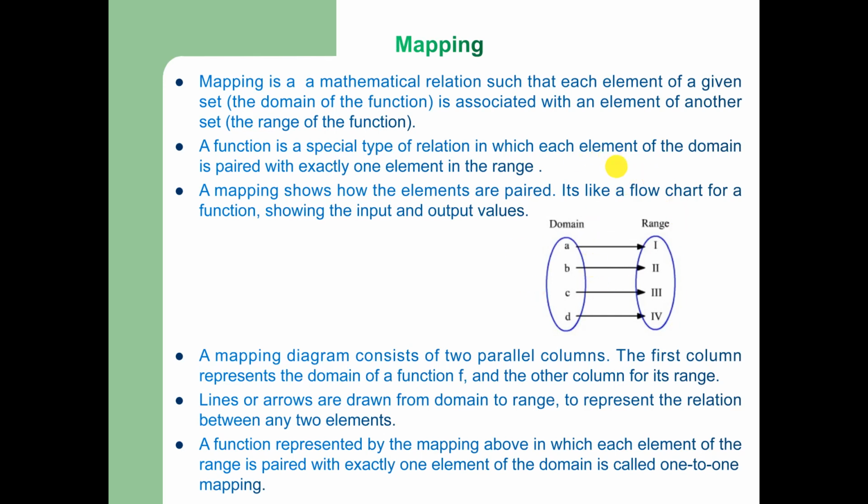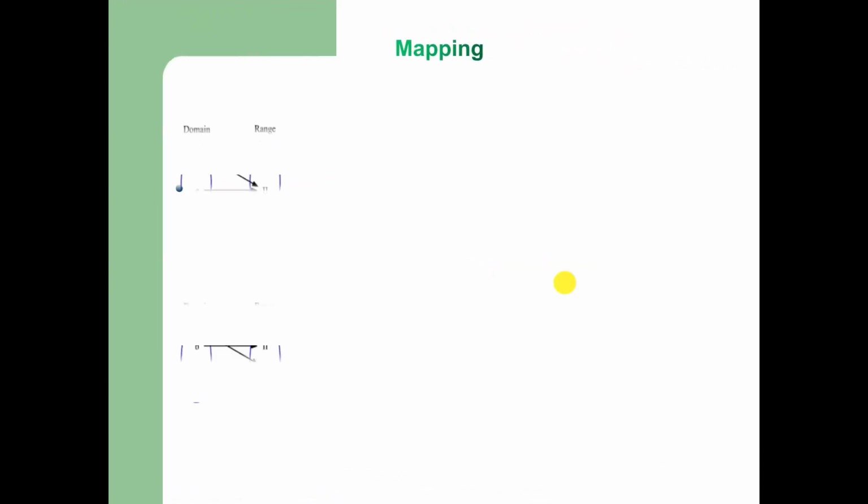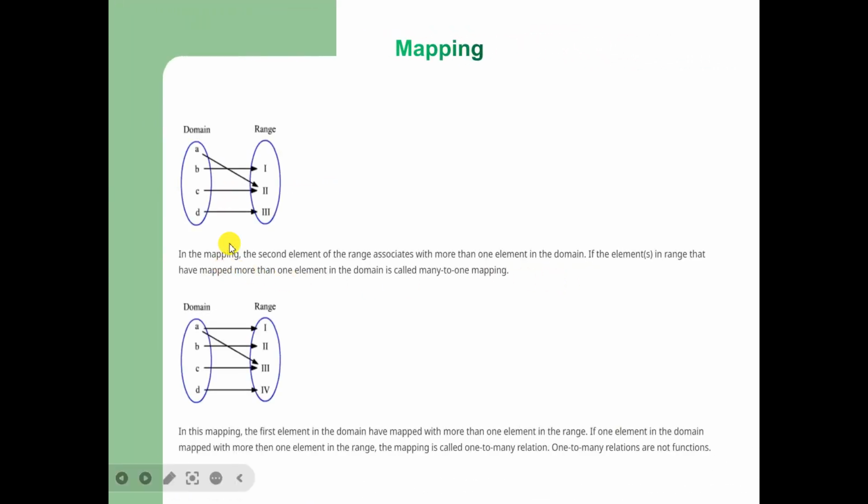So this is one-to-one mapping, but it is not necessary that there will always be one-to-one mapping. There may be many to one or one to many. So let me also discuss those two. Here in this figure, the second element, that is this one, associates with more than one element in the domain. This element is mapped with two different elements in the domain. If an element in the range is mapped to more than one element in the domain, it is called many to one mapping. So this is many to one mapping.